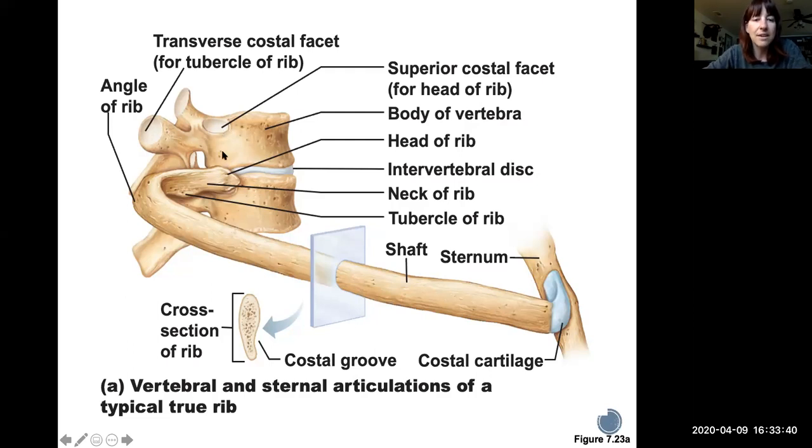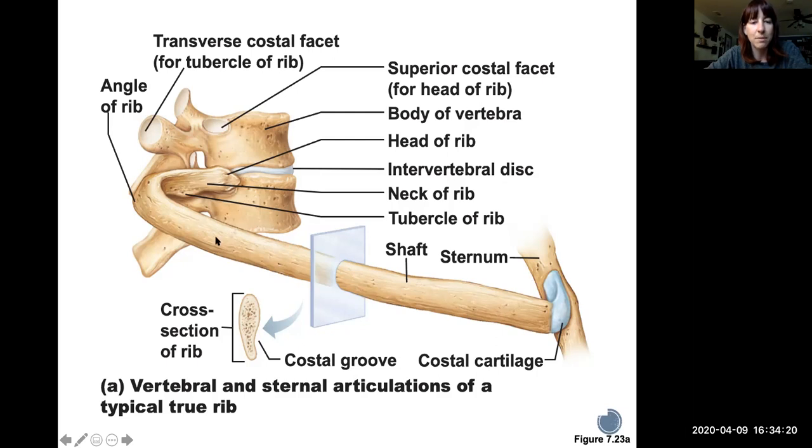This costal facet articulates with the head of the rib. Then you have the neck of the rib, which is this narrow spot right here, and the tubercle of the rib, which is just a bump here for muscles and ligaments to attach to. The tubercle of the rib is the second place where the rib articulates with the vertebra, okay? So the head articulates with the body of the vertebra, and then the tubercle of the rib articulates with the transverse process of the vertebra.